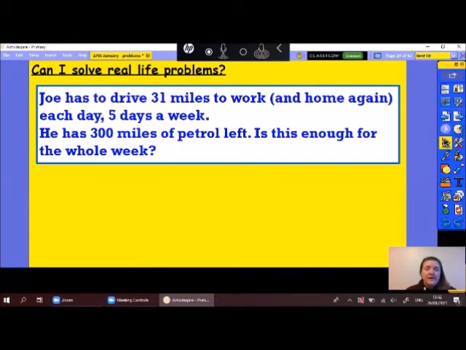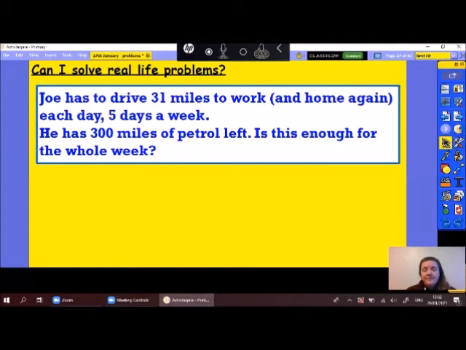The last problem we're going to look at together today is a little bit trickier because it's what we call a multi-step problem. So we don't just need to do one operation or one calculation to work it out. We're going to need more than that. So we take it step by step. The problem says, Joe has to drive 31 miles to work and home again each day, 5 days a week. He has 300 miles of petrol left. Is this enough for the whole week?